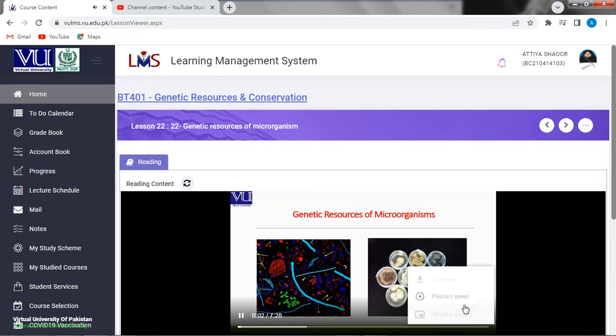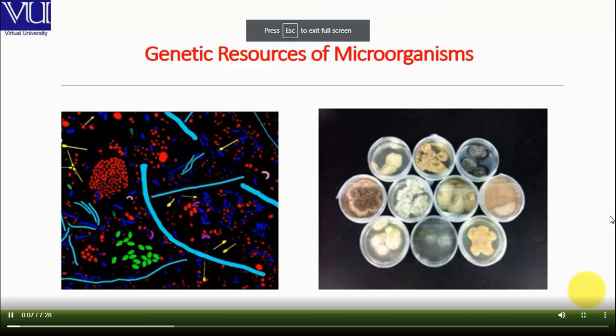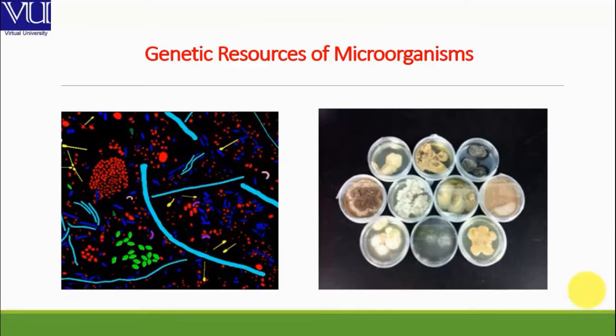Genetic resources of microorganisms. Dear students, we have been discussing genetic resources and different types of genetic resources over the last few modules. We have discussed plant genetic resources, their significance and conservation. You have also learned about animal genetic resources and their significance, domesticated and wild plant as well as animal genetic resources, and how we can conserve these different types of genetic resources.